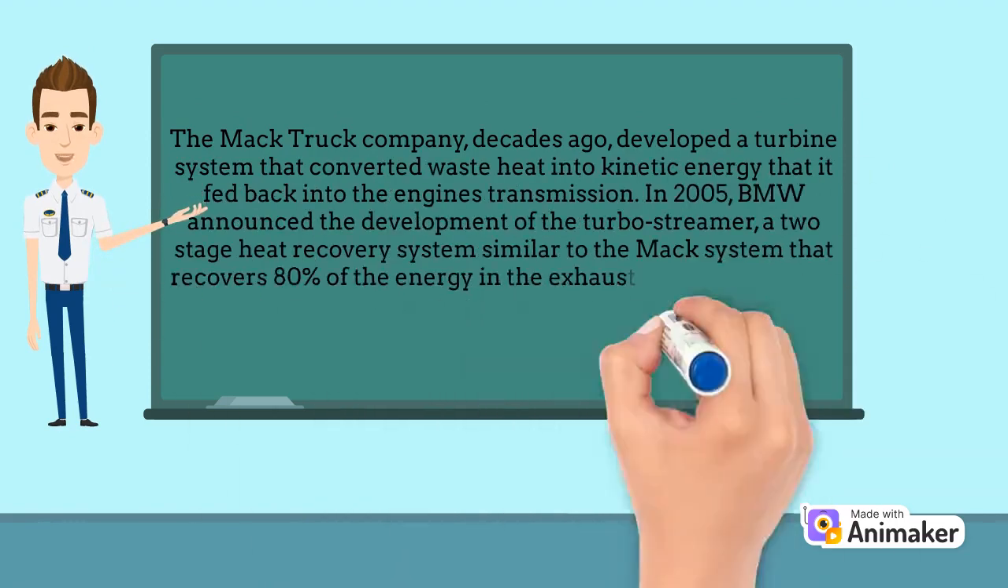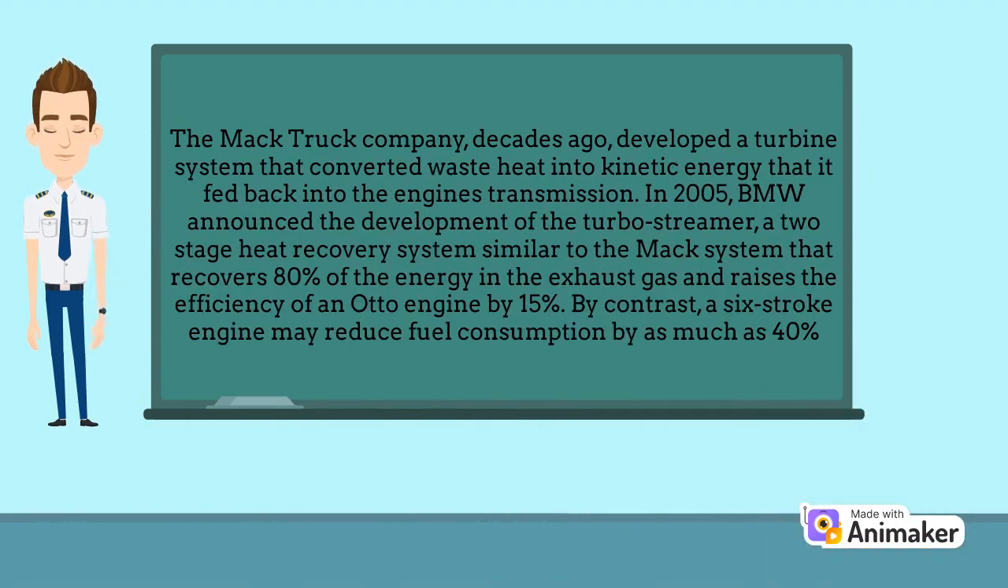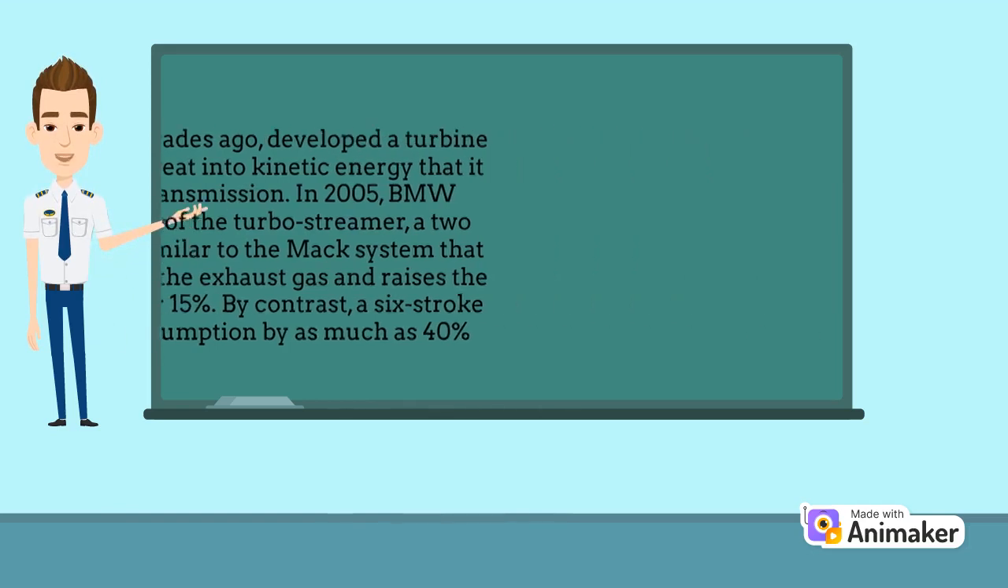The Mack Truck Company, decades ago, developed a turbine system that converted waste heat into kinetic energy that it fed back into the engine's transmission. In 2005, BMW announced the development of the Turbosteamer, a two-stage heat recovery system similar to the exhaust gas turbocharger, that recovered 80% of the energy in the exhaust gas and raises the efficiency of an auto engine by 15%. By contrast, a six-stroke engine may reduce fuel consumption by as much as 40%.